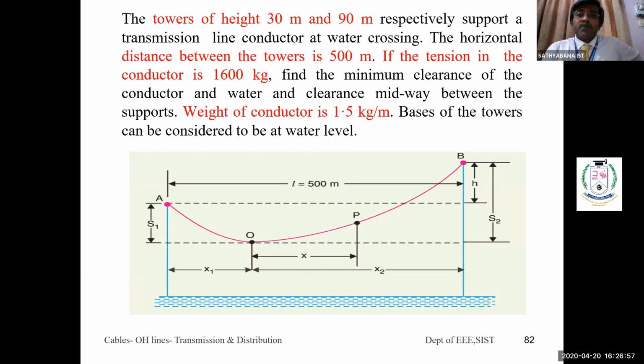And to support the transmission line, the horizontal distance between the towers, the length of the span L, is given as 500 meter. Next, if the tension of the conductor is 1600 kg, find the minimum clearance of the conductor and water, and the clearance midway between the supports. The weight of the conductor is also given. From the first line itself we can identify this question belongs to unequal levels.